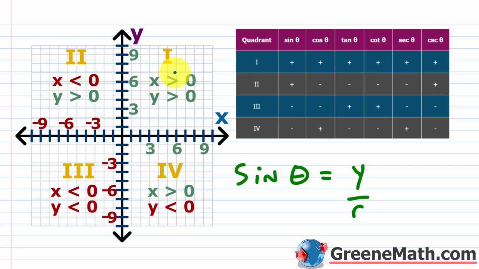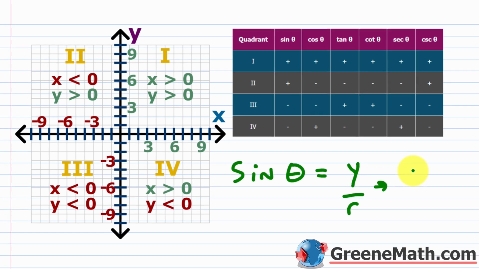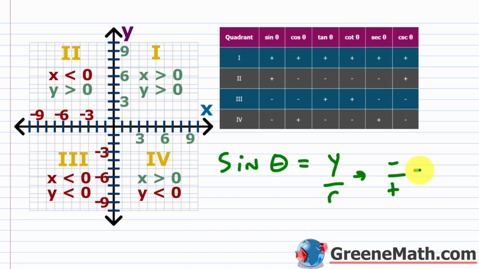In the first quadrant, you have the x and y values that are positive. In the second quadrant, the x values are negative, the y values are positive. In the third quadrant, both the x and y values are negative. And in the fourth quadrant, the x value is positive, the y value is negative. Okay, so where is y negative? It's negative in quadrants 3 and 4. So that means if I'm in quadrant 3 or 4, the sine of theta is going to be negative because r is always positive, right? You would end up with a negative over a positive, which gives me a negative.